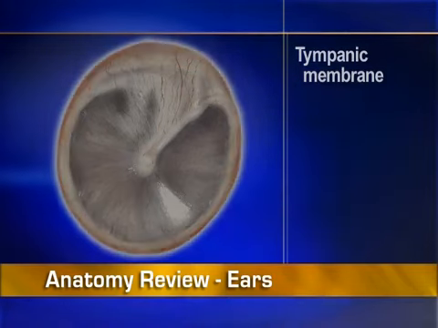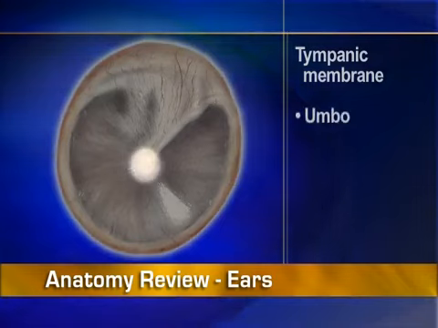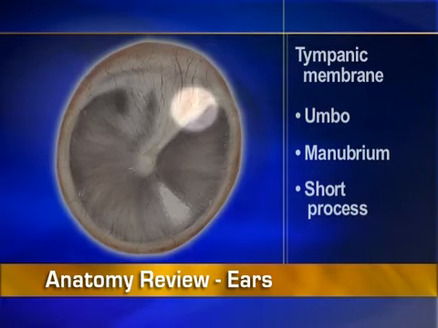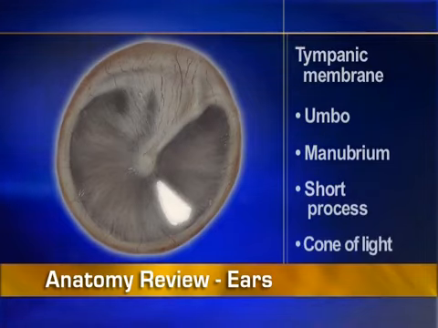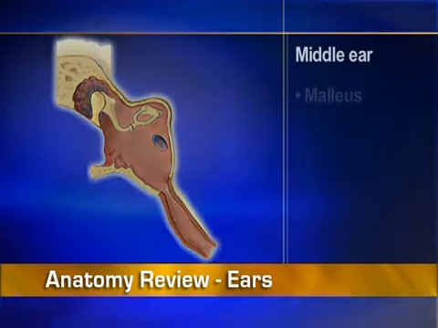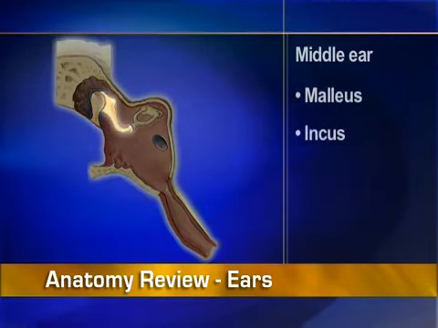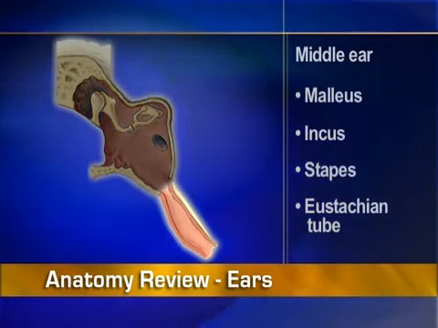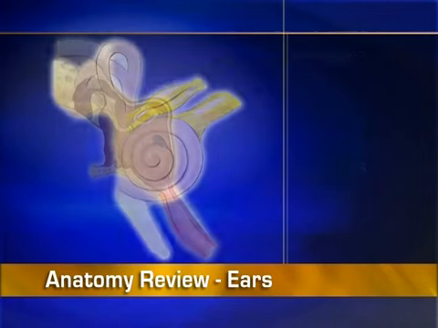Three parts of the malleus, the umbo, manubrium, and short process, show through the tympanic membrane, and a prominent cone of light is reflected in the antero-inferior quadrant. The tympanic membrane leads to the middle ear, which conducts sound to the inner ear via three ossicles: the malleus, incus, and stapes. The eustachian tube connects the middle ear and nasopharynx.